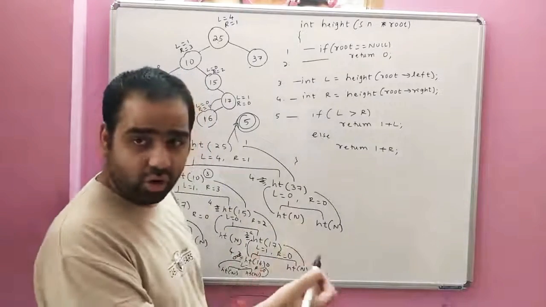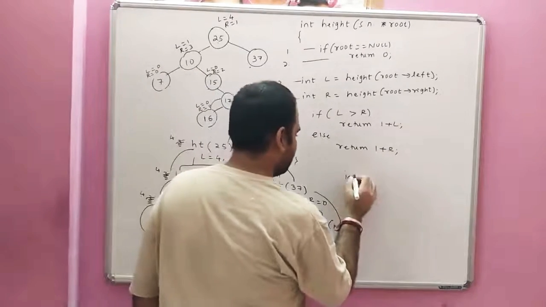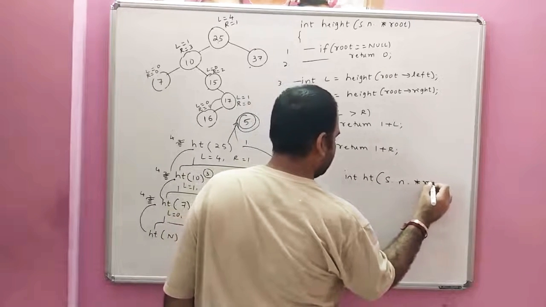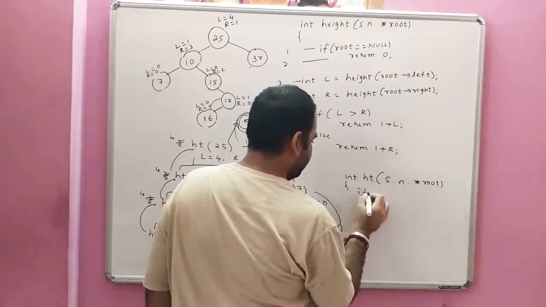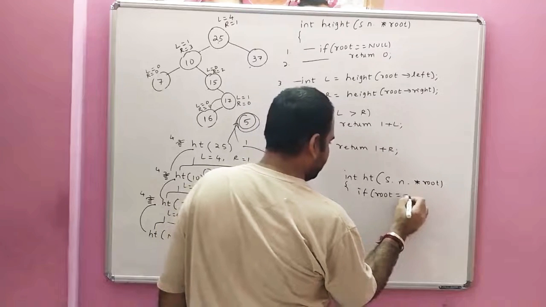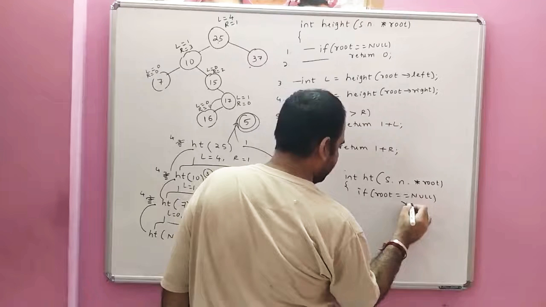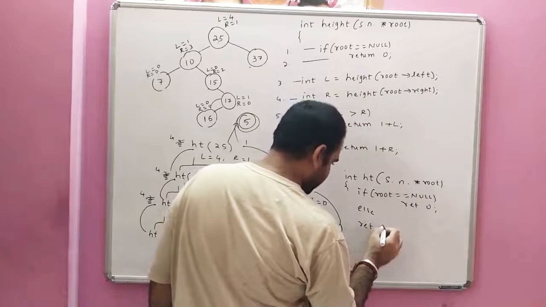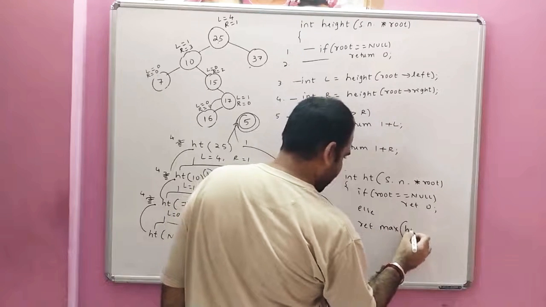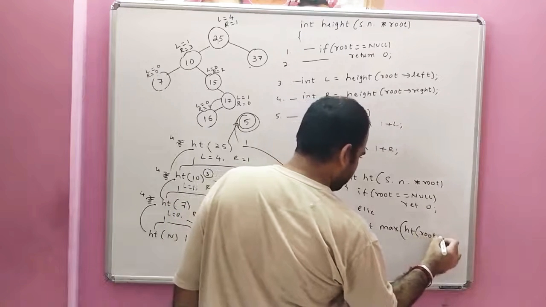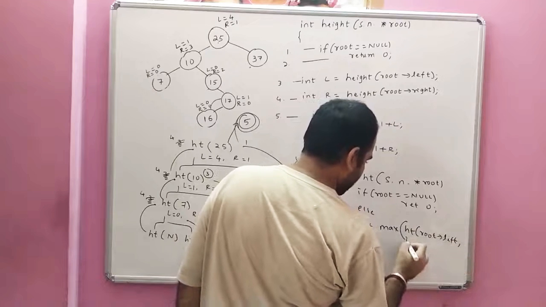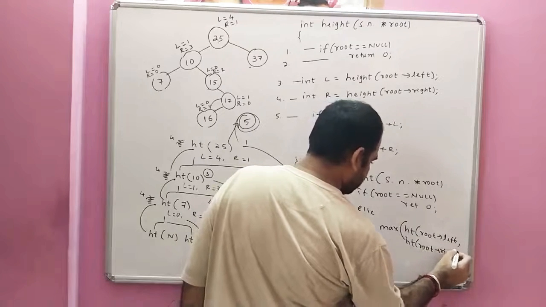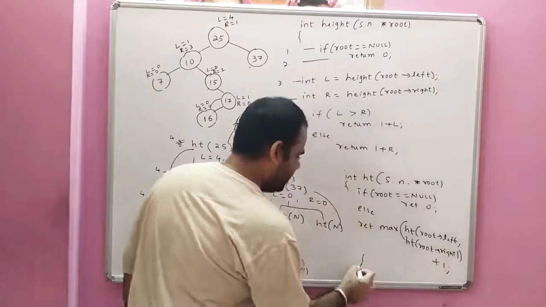And this can also be written as in books and all. You see int height, struct node star root, and they have written if root equal null, then we say return 0, else they will write return maximum of height of root arrow left, comma height of root arrow right, plus 1. This is the other way of writing it.